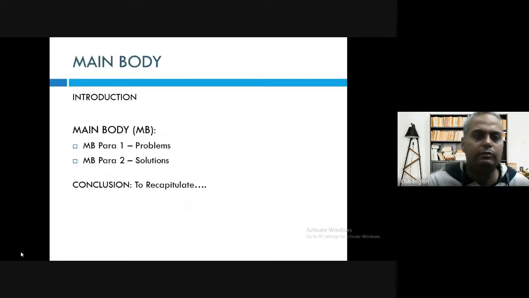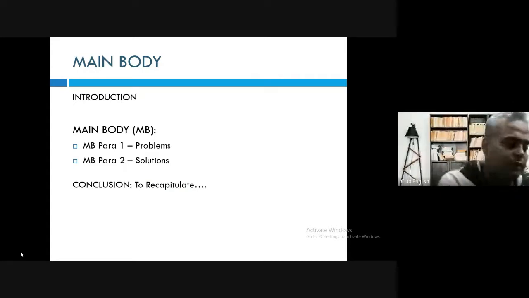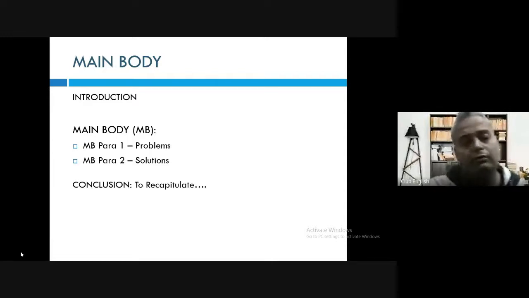Now let's move to the main body. What would be the main body type? So the main body would be like this. In main body one, the problems will be discussed, and in main body two, solutions will be discussed, and further we'll be moving on to the conclusion to recapitulate. Now in recapitulation, you'll be pointing out that this essay has already discussed the problems and the solutions, which have been given here in this essay.